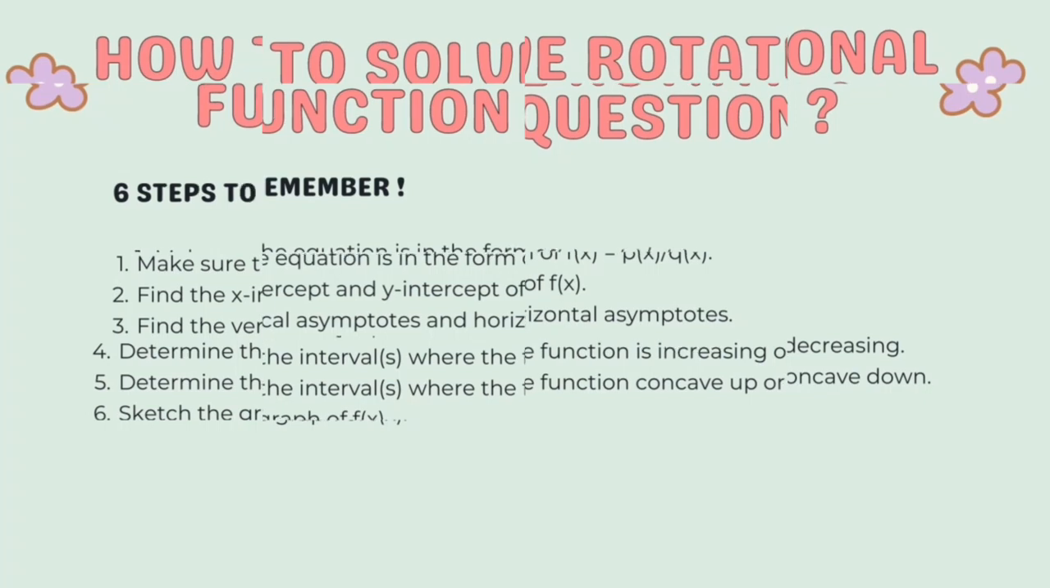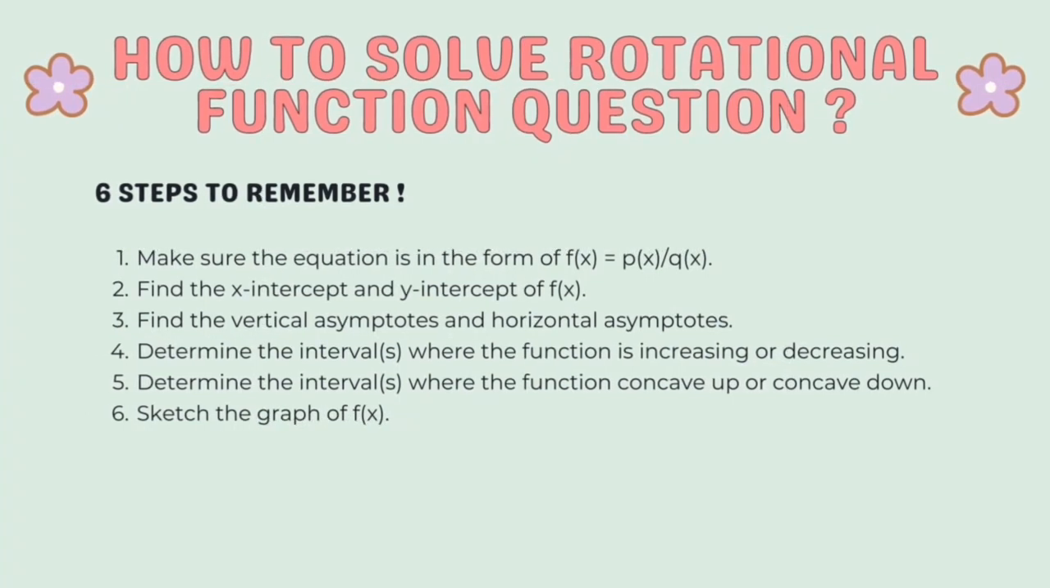So this is how to solve rational function questions. There are 6 steps to remember. First, make sure the equation is in the form of f(x) equals p(x) over q(x). Second, find the x-intercept and y-intercept of f(x). Third, find the vertical asymptote and horizontal asymptote. Fourth, determine the interval where the function is increasing or decreasing. Fifth, determine the interval where the function is concave up or concave down. And the last one is to sketch the graph of f(x).